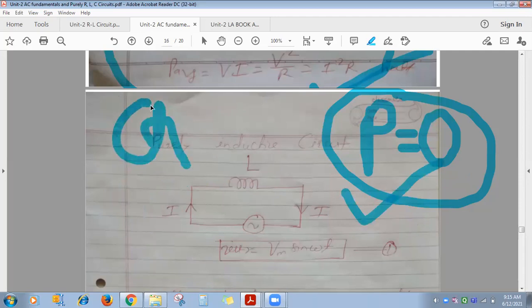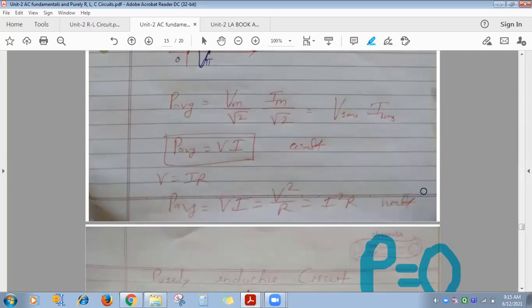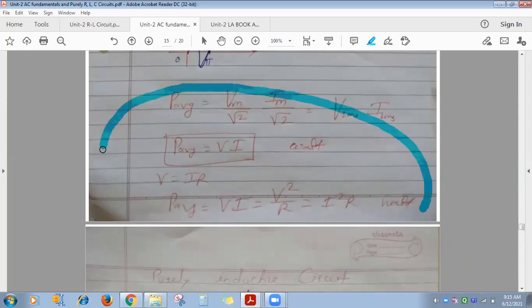So whatever the electricity bill is, it is only because of a resistive type of load. What is the conclusion? A resistive type of load consumes how much power? What is the formula for that? Only a resistive type of load consumes power, and how much power does it consume? VI. Keep this in mind, numerical, 1 mark.